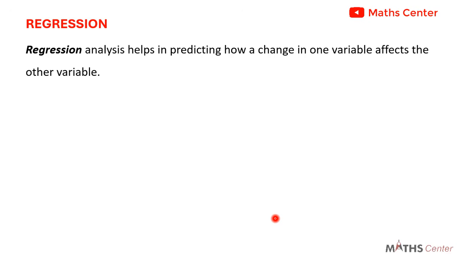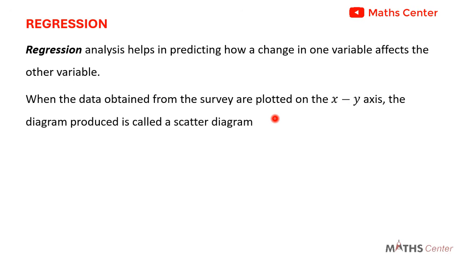At the beginning of the lesson, we learned that regression analysis helps in predicting how a change in one variable affects the other variable. And so, with regression analysis, we will be able to predict how one variable will change as the other changes. In order to do this, we usually plot the data points in the XY plane on a graph sheet. When the data points obtained from the survey are plotted on the XY axis, the diagram produced is called a scatter diagram.